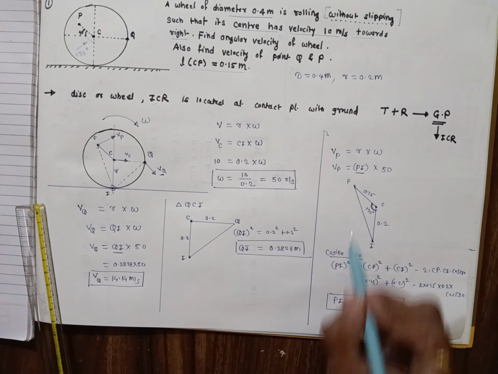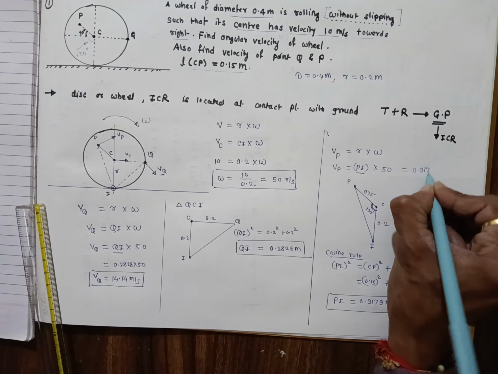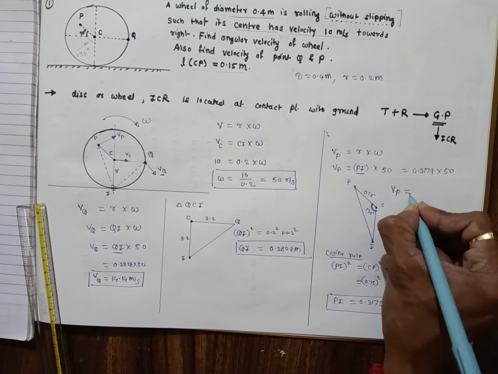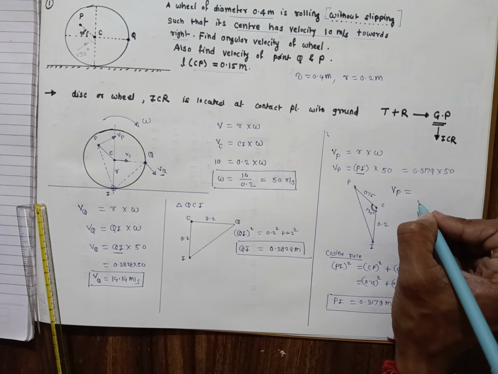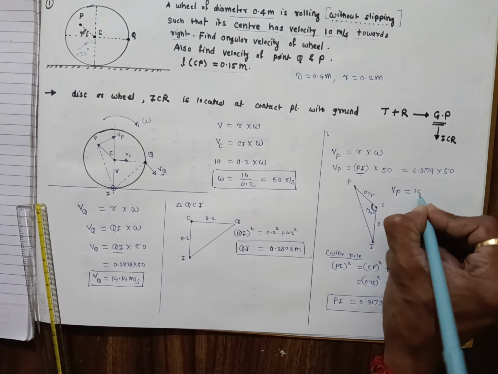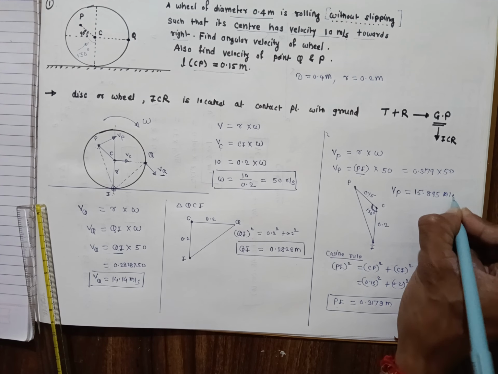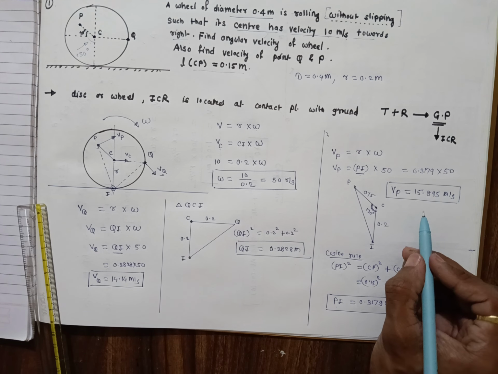So this is the radius for the velocity Vp, that is the distance PI. Now put this value in this equation. So this is equal to 0.3179 into 50. So Vp is equal to 15.895 meter per second. So this is the velocity of the point P.